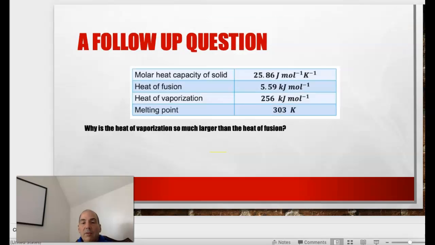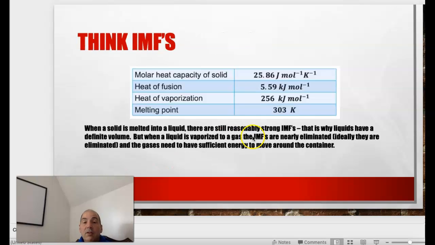Why is the heat of vaporization so much larger than the heat of fusion? All right, so the heat of vaporization is 256 kilojoules per mole, where the heat of fusion is only 5.59 kilojoules per mole. Well, I answered this one already if you were paying attention. We said that when a solid is melted into a liquid, there are still IMFs. So when we're going from solid to liquid, I'm weakening the IMFs. But when I go from a liquid to a gas, well, now I'm, like I said before, basically obliterating those intermolecular forces. And so a lot more energy is needed to do that. Okay, so we have to be aware of that idea.